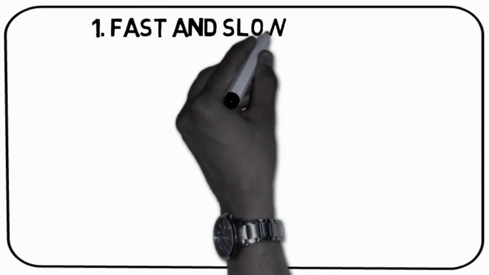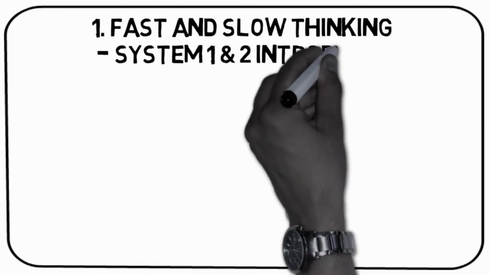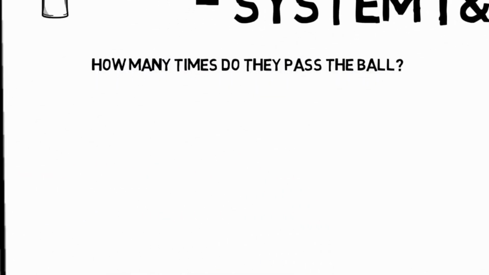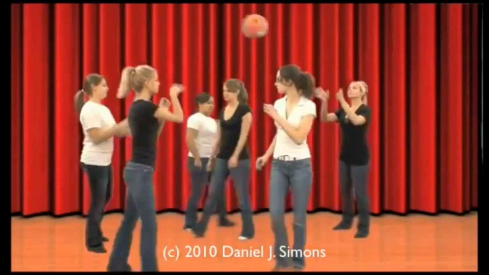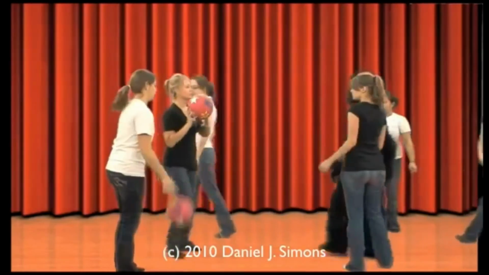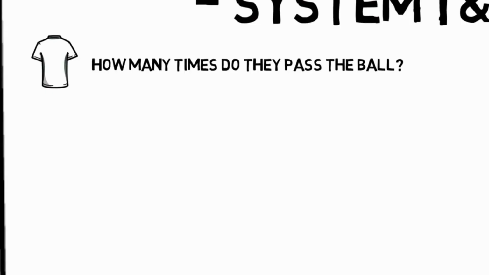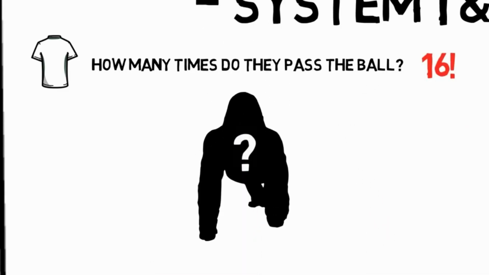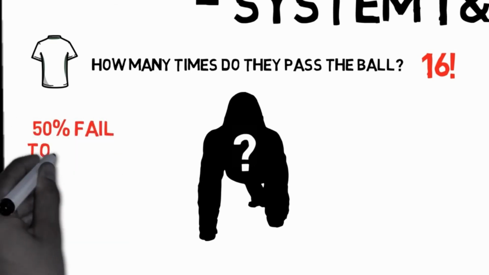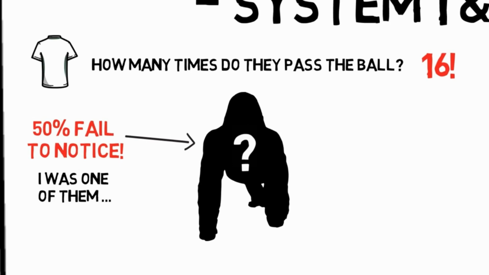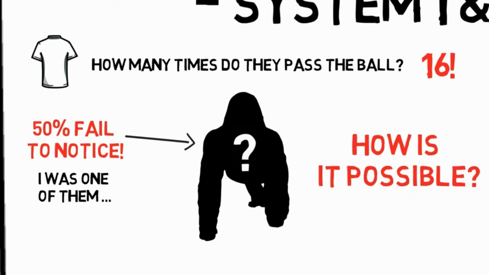Takeaway number 1. Fast and slow thinking. System 1 and 2 introduced. For this video, subjects are asked to count how many times the girls wearing white shirts have passed the ball. People can usually tell the correct number, which is 16. However, they fail to notice the gorilla who walks across the floor in the middle of the cut. 50% of people fail to notice this. I know that I did the first time I watched it. How is it possible to miss out on something so obvious?